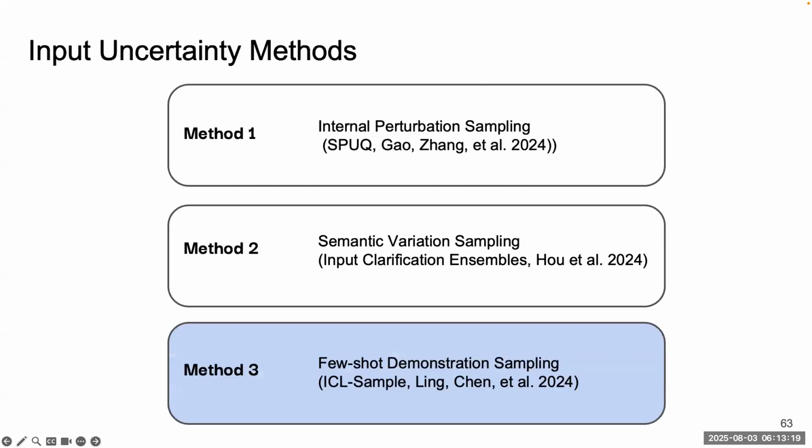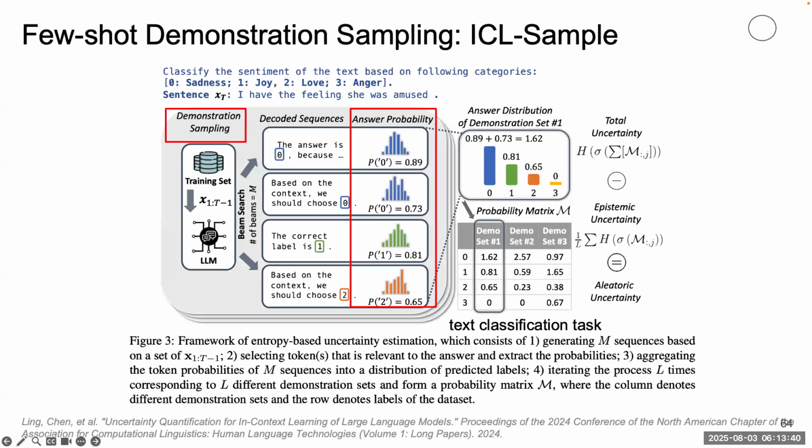Okay. And the last category for the input uncertainty methods is the few shot demonstration sampling. Like I said, the input to your models could be different. It could be clarification. It could also be some demonstration text or in-context samples. So that's how this paper is doing it. You can think of the other parts as all similar to the previous paper, and they just change the input. The input is not a clarification. It's sampled data from the training data set, right?